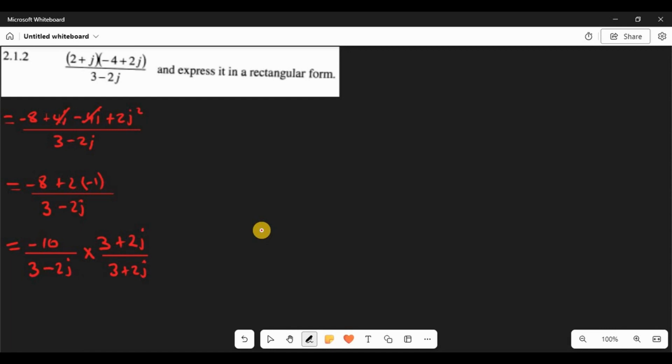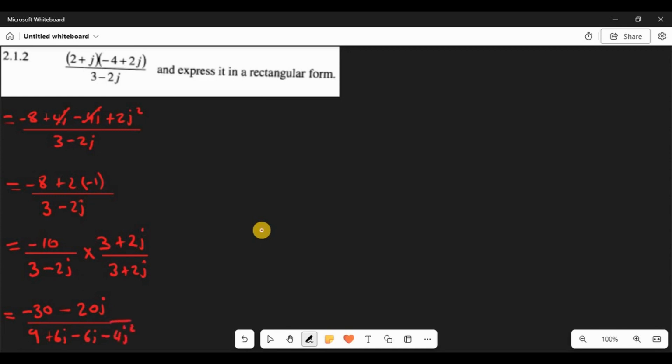Right. Now let's do the multiplication. Let's look at the numerator. We're going to say negative 10 multiplied by 3. That's going to be negative 30. And then we say negative 10 multiplied by 2, that is going to be negative 20j, and then we divide there underneath. We say 3 multiplied by 3, that is going to give us 9. 3 multiplied by positive 2j, that is going to give us plus 6j, and then negative 2j multiplied by 3, that's going to give us negative 6j, and then negative 2j multiplied by 2j, that is going to give us negative 4j squared.